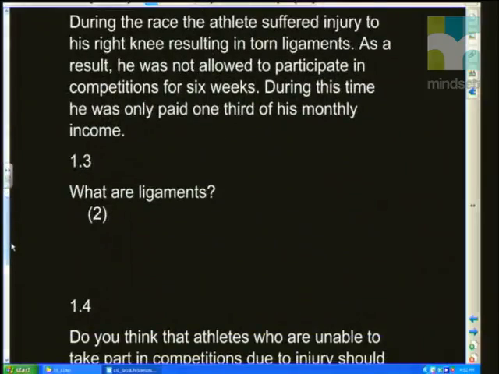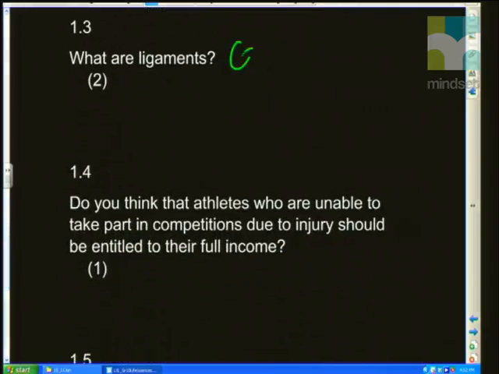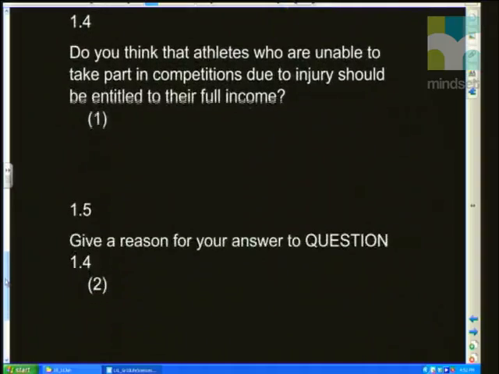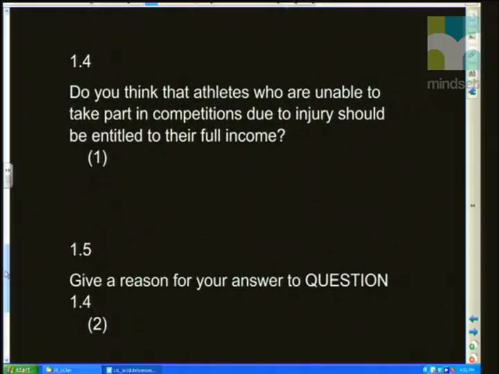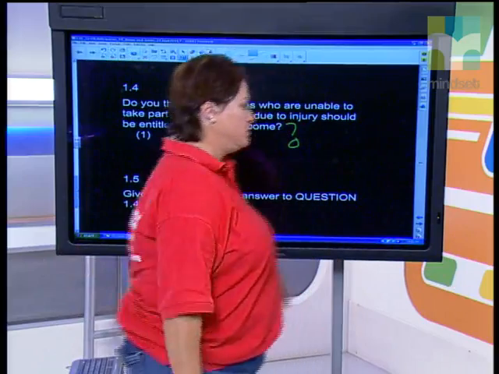During the race, the athlete suffered injury to his right knee, resulting in torn ligaments. As a result, he was not allowed to participate in competition for 6 weeks. During this time, he was only paid 1/3 of his monthly income. What are ligaments? They're connective tissue, and what do they do? They join bone to bone. Okay, now this is a nice question. Do you think that athletes who are unable to take part in competitions due to injury should be entitled to their full income? It's your opinion. Yes or no? Just make sure you have the right question.